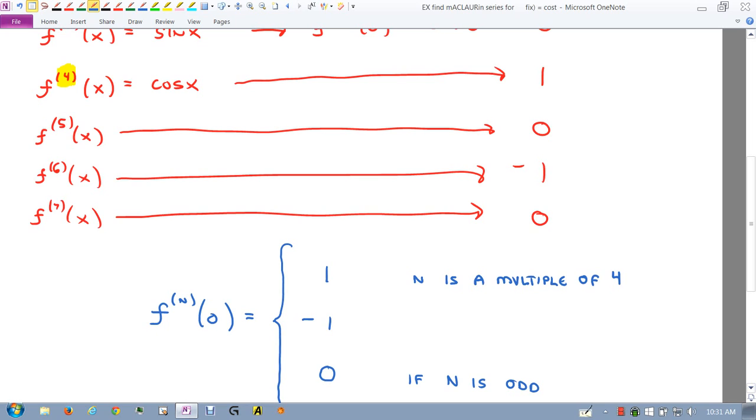So a better way of writing this, n is a multiple of 4, is to say that, I'm going to scrap it. I'm going to say that n mod 4 must be what? 0. Would that mean you're a multiple of 4? As long as n mod 4 is 0, you're good to go.